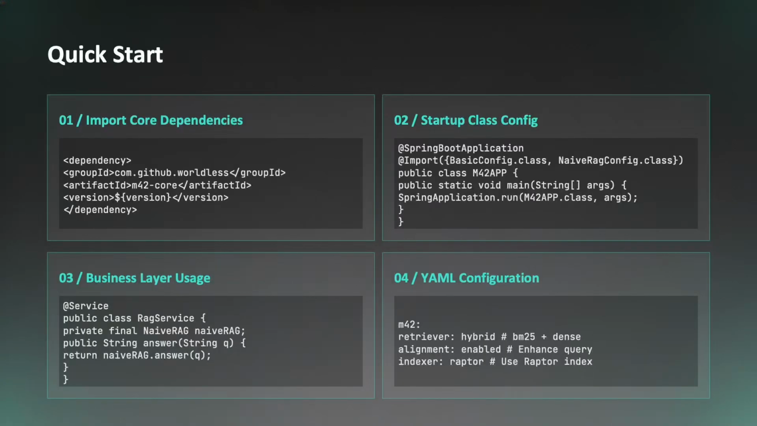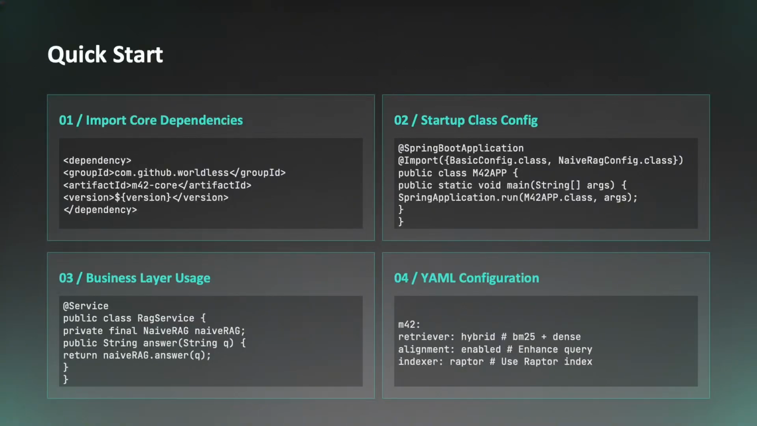Slide 17, Quick Start Guide. Now let's walk through how to quickly integrate M42 into your existing Spring Boot projects with 4 simple steps. First, import the core M42 Maven dependency in your POM XML file, referencing the corresponding version number. Second, add import annotations on your Spring Boot startup class to load the base configuration and target orchestration scheme configuration.